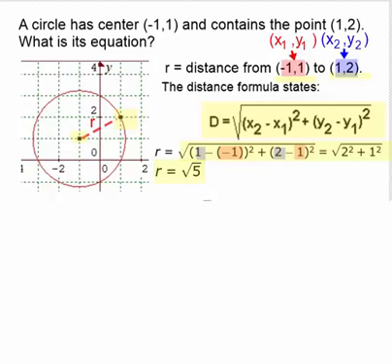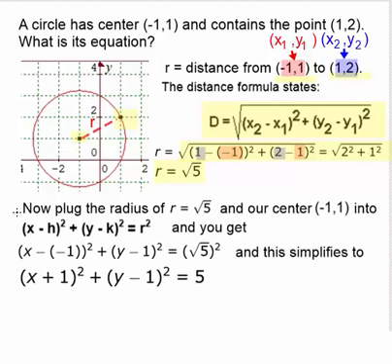Now we have all the information we need to get the equation of our circle. Our standard form is x minus h quantity squared plus y minus k quantity squared equals r squared. We plug in h and k, which are the coordinates of our center, -1 and 1, and we plug in r equals the square root of 5, we square it, and the simplified result is x plus 1 quantity squared plus y minus 1 quantity squared equals 5, and that's our equation.